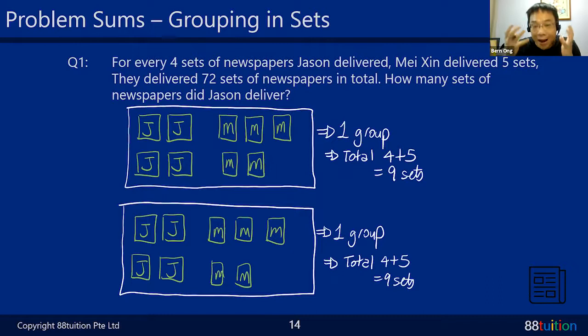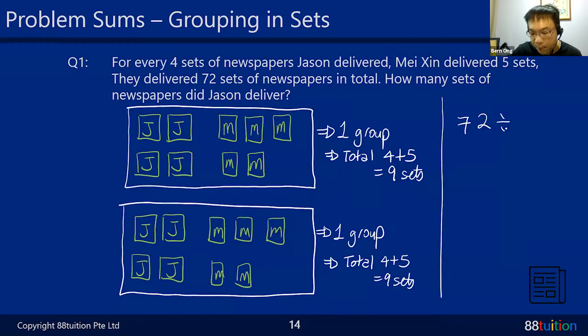Can you see? So once you got this part, what do you do? You say, total, they delivered 72 sets of newspaper. And how many groups are we talking? One group got 9 sets of newspaper. So 72 sets of newspaper divided by 9 sets. You should be asking yourself, inside 72, how many 9s are there?